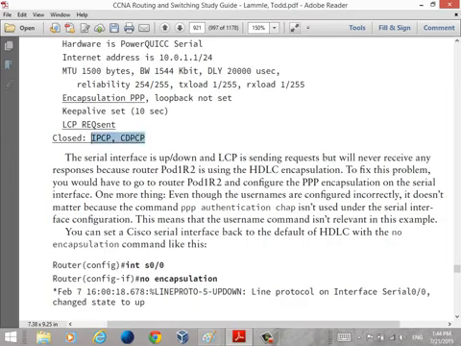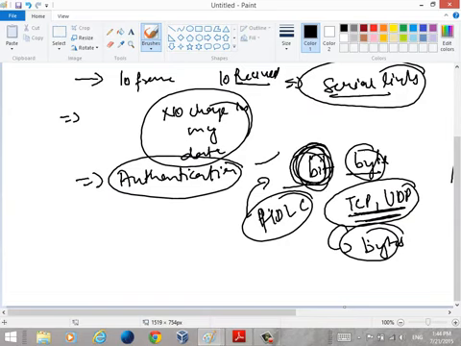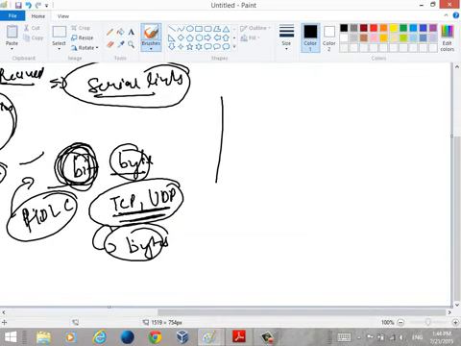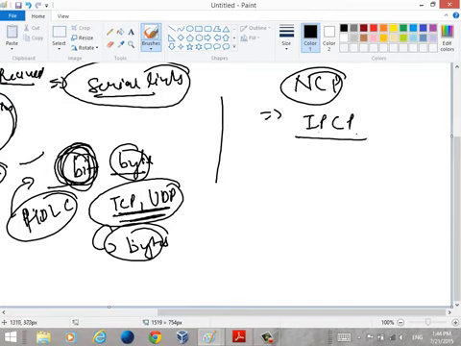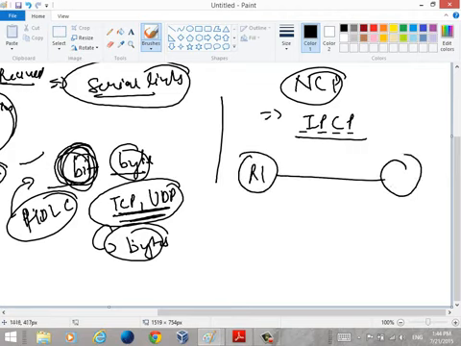What is IPCP and what is CDPCP? We have to discuss these things also. NCP, by default two protocols are used. One is IPCP, which stands for Internet Protocol Control Protocol. What is the feature provided by this IPCP protocol?